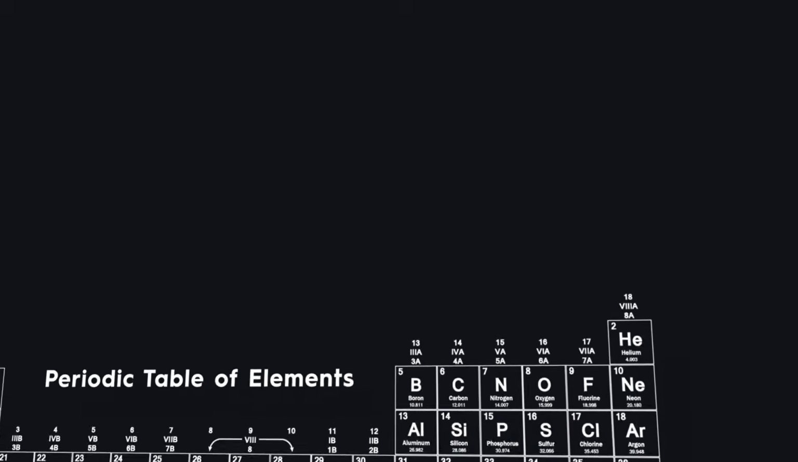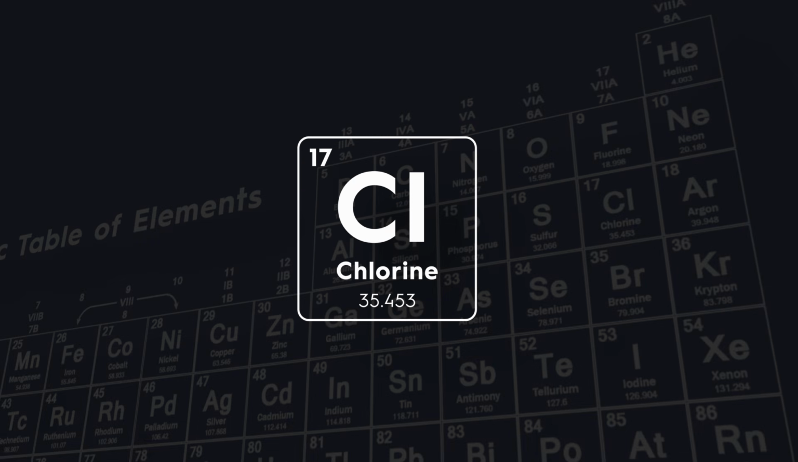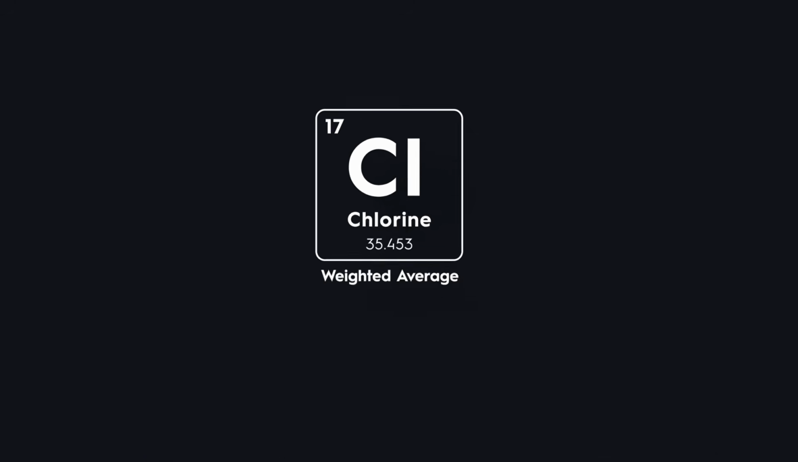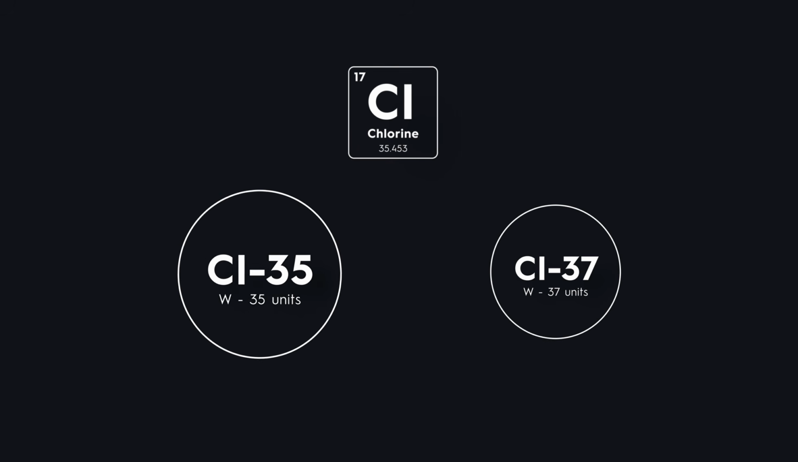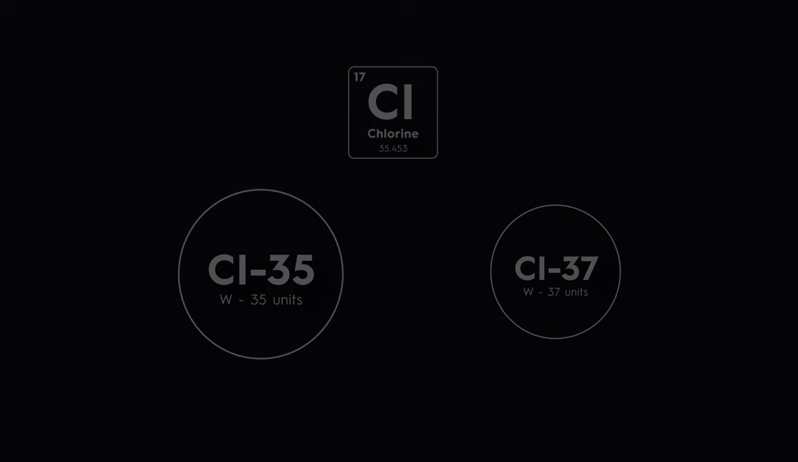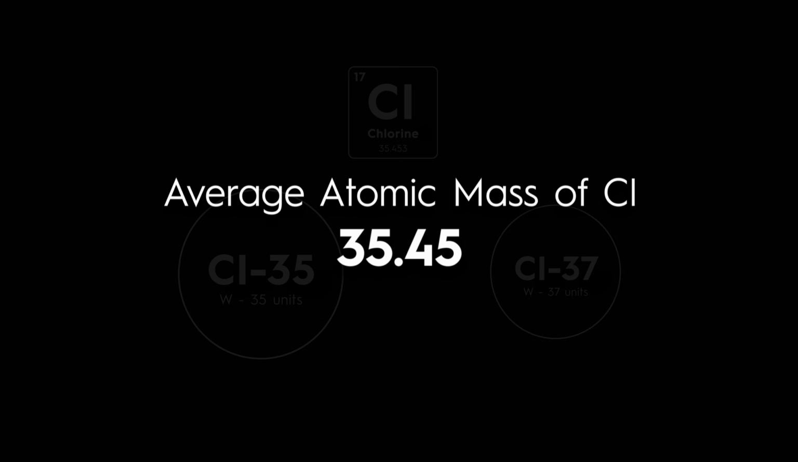Ever wonder why atomic masses have decimals? It's because they're not from one isotope. They're weighted averages. For chlorine, some atoms weigh 35 units, others 37. But since chlorine 35 is more common, the average mass ends up at 35.45.